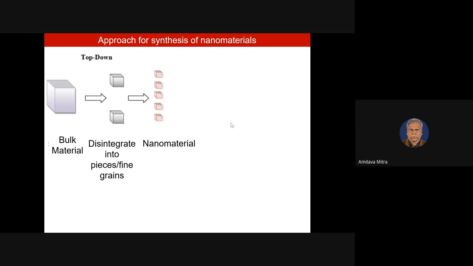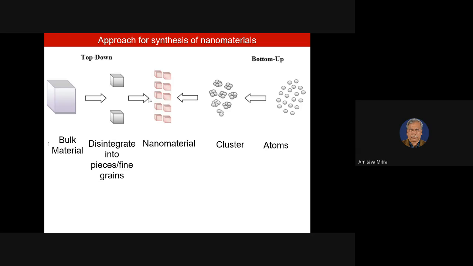So if you see the synthesis of nanostructured materials, there are two approaches. One is the top-down approach, where you take bulk materials and disintegrate them into pieces or fine grains, which ultimately leads to nanomaterials. The other is called bottom-up, where you start with atoms, then clusters, which lead to nanomaterials.